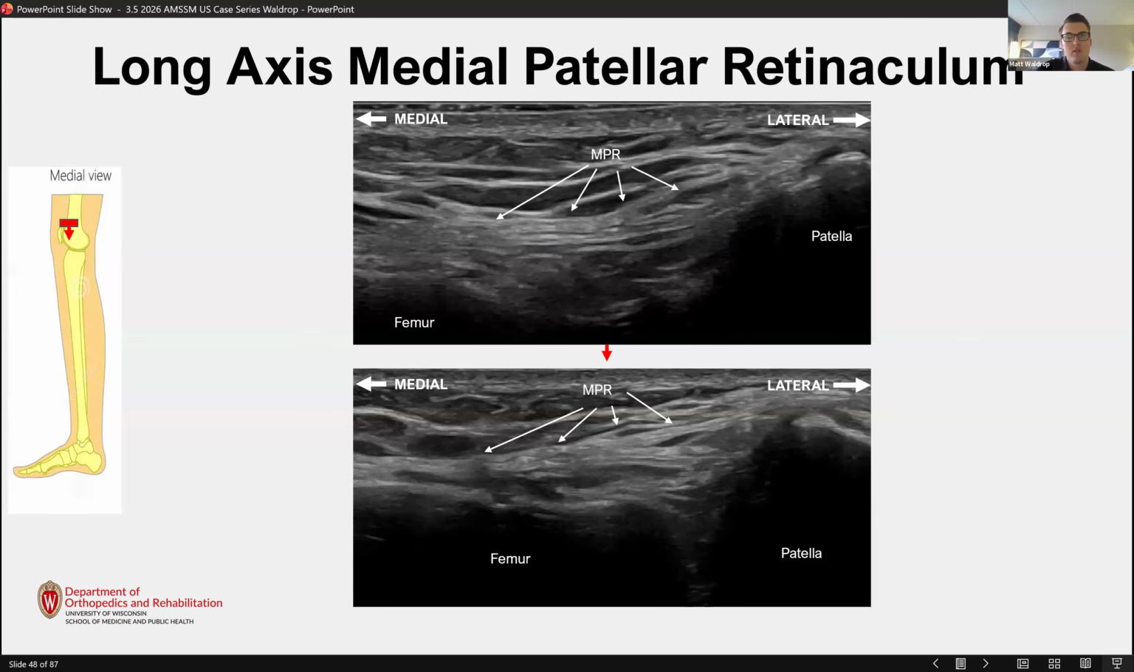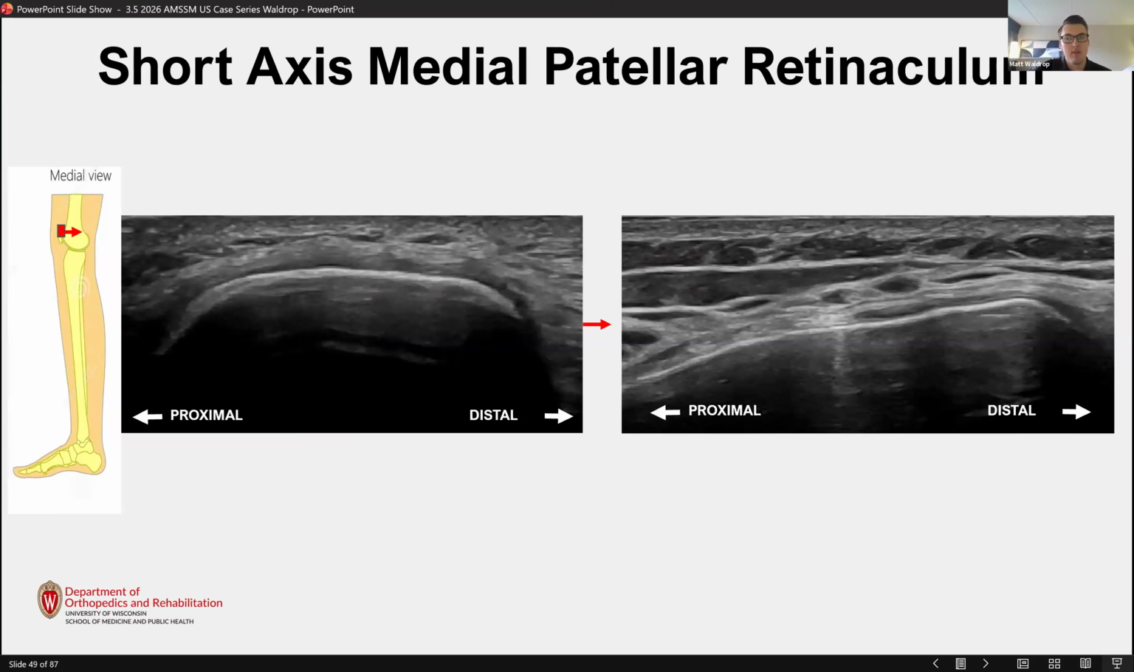And then rotating the transducer 90 degrees and following the MPR medially, we can evaluate this broad structure more in short axis. You can see a little bit better how broad the structure is on this view. You can barely catch some of the superficial, most lateral fibers at the medial-most portion of the patella on the left, so you can still really see the patella, and then some of those fibers that are either attached or about to attach. This was considered normal in our patient.